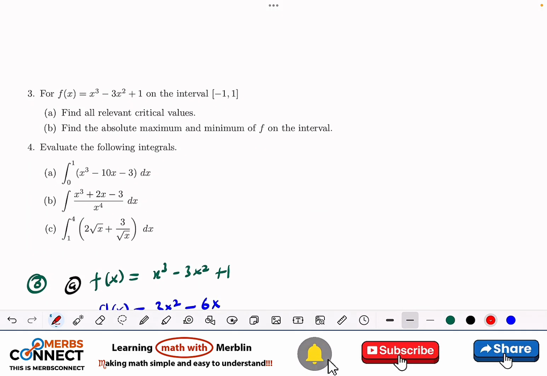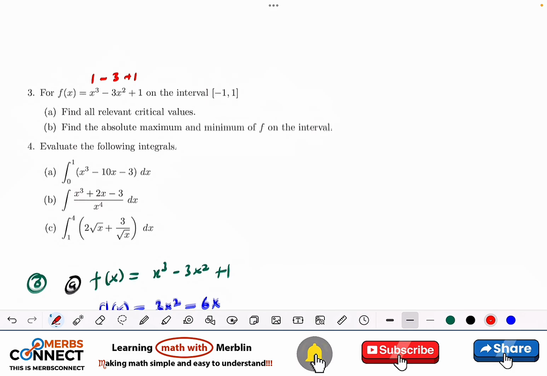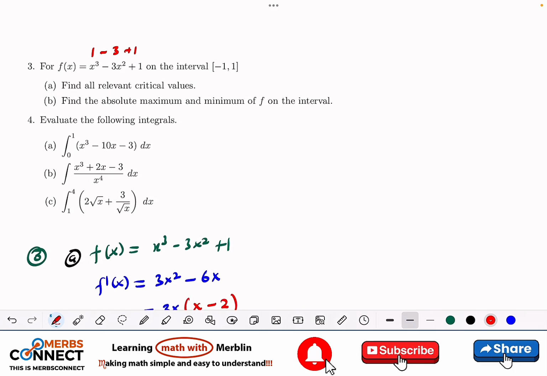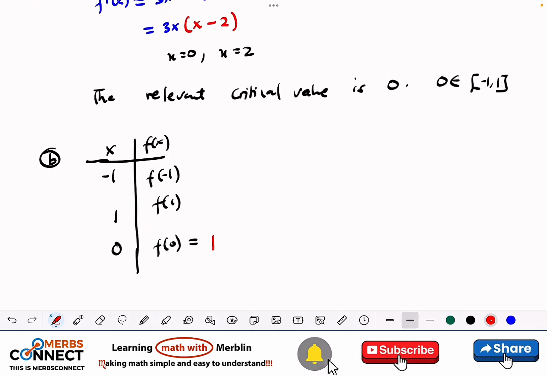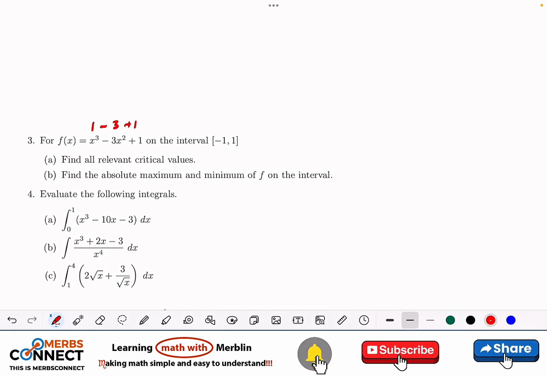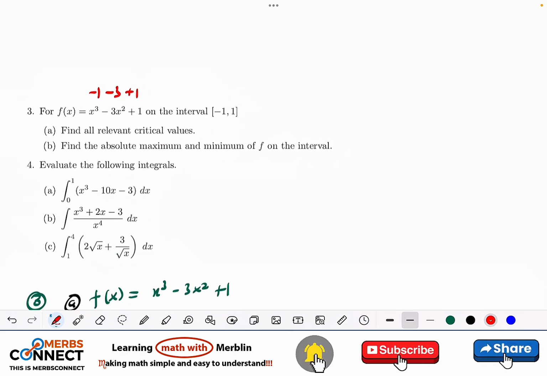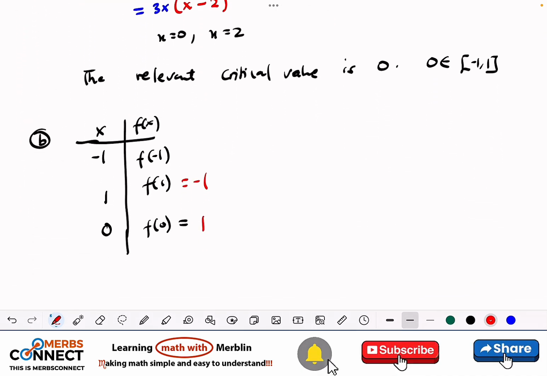Let's plug in 1 and -1. When I plug in 1 here, I'll get 1 minus, when I plug in 1 here, I'll get 3 plus 1. So this is also going to give us -1, which is also very cool. Let's plug in -1. When I plug in -1 here, I'll have -1 minus 3 plus 1. So this is going to give us -3.